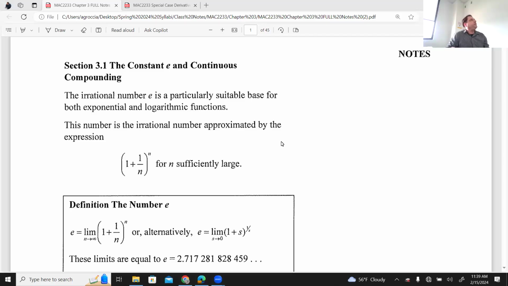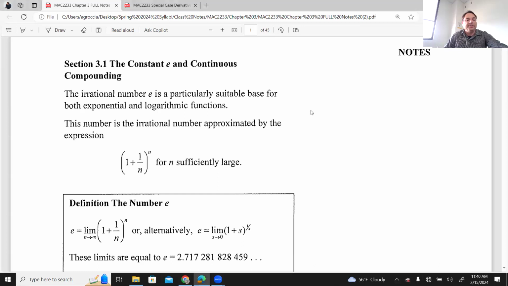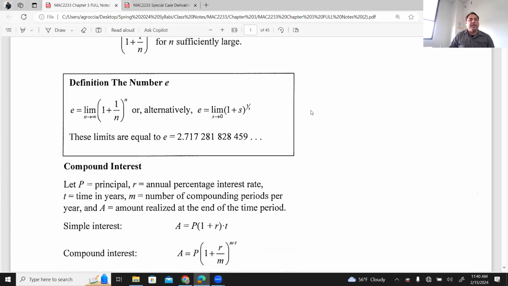All right, so we're going to start with chapter 3. Okay, the first section in chapter 3 just reminds you of a few things. So for example, I'm just going to highlight a few things from them.